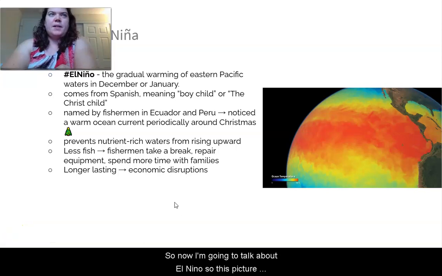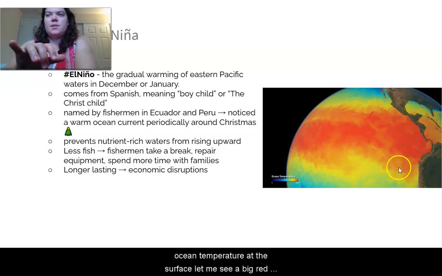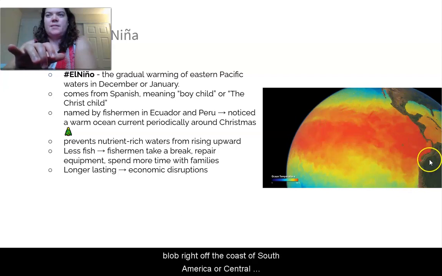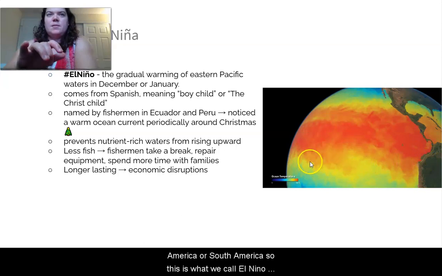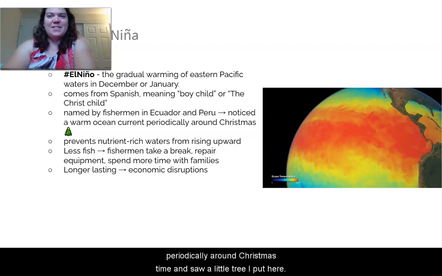Okay, so now we move to talk about El Nino. This picture is from space, and it's of sea surface temperatures, the ocean temperature at the surface, and we see a big red blob right off the coast of South America. Right, here's Central America, here's South America. So this is what we call El Nino. This is the gradual warming of eastern Pacific waters in December or January. It comes from Spanish, it means boy child or the Christ child. It was named by fishermen in Ecuador and Peru who noticed a warm ocean current periodically around Christmas time, hence the little tree I put here.